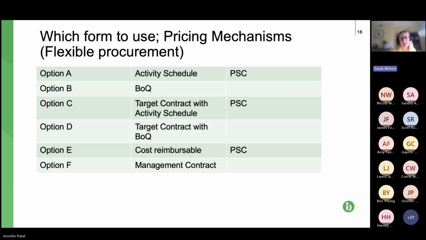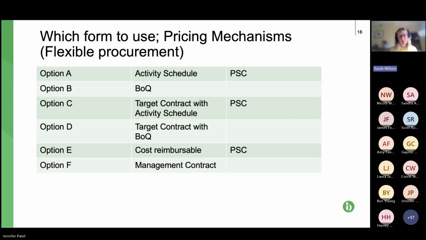Okay, so these are the different pricing options. So we've already seen in that middle column in the little chart, reference to activity schedule and the bill of quantities. And we've also seen references to options A to F. So basically we can get rid of option F. Option F is for a management contract. So it's very rarely used. And obviously, you know, it's priced as a management contract.